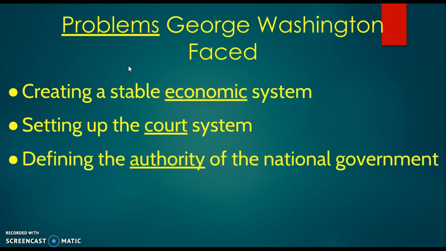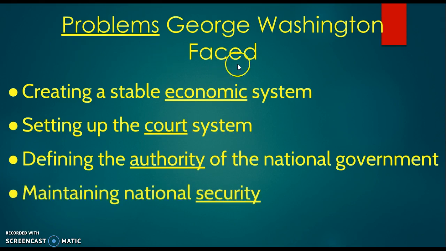Defining the authority of the national government. There's a lot of control and power that was given to the national government, but how much should it use? And national security. Under the Articles, we had no army or navy. So here we are, a poor, very vulnerable country, and we needed to change that as quickly as possible. We're going to go through how George Washington faced those four very difficult domestic issues.